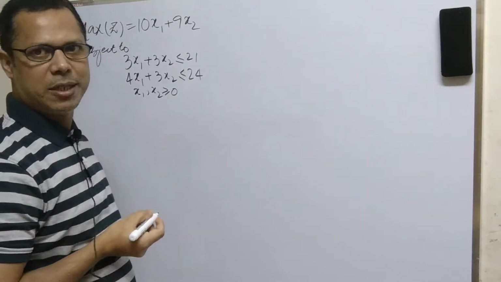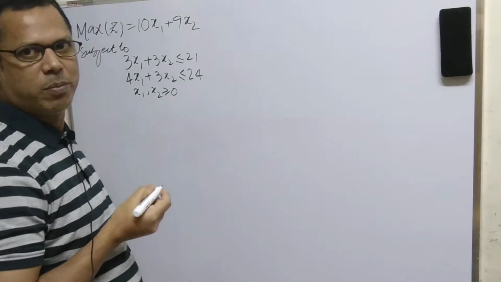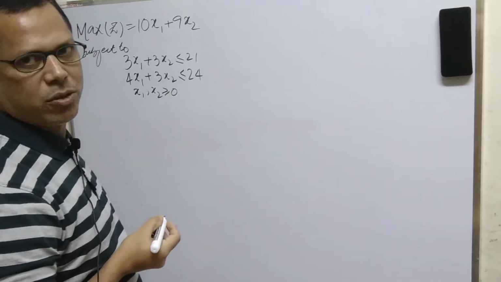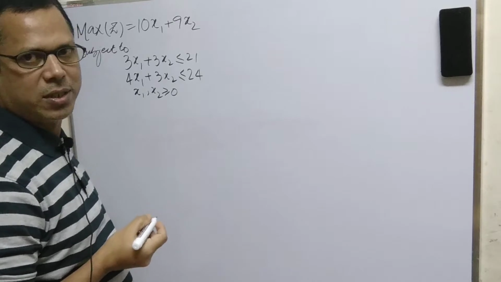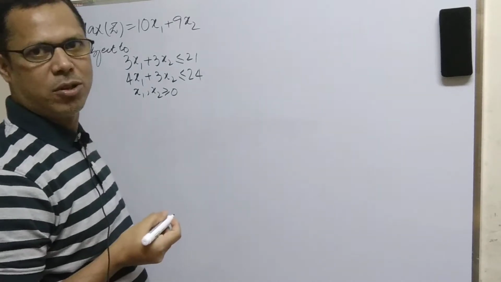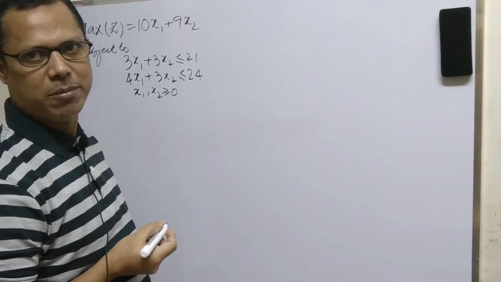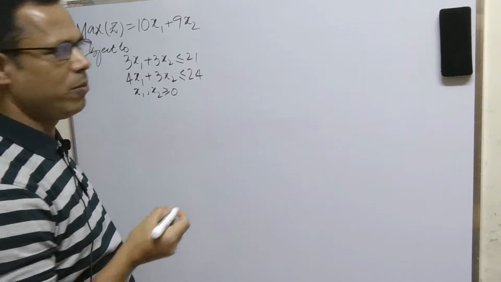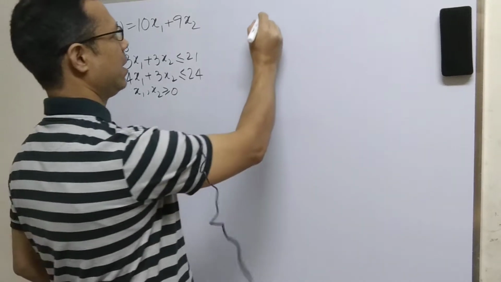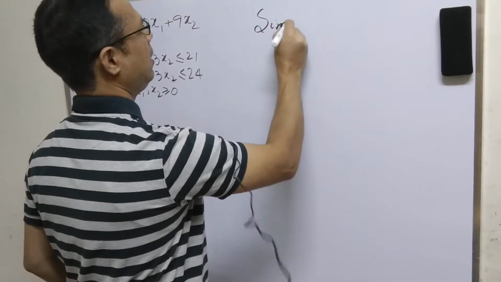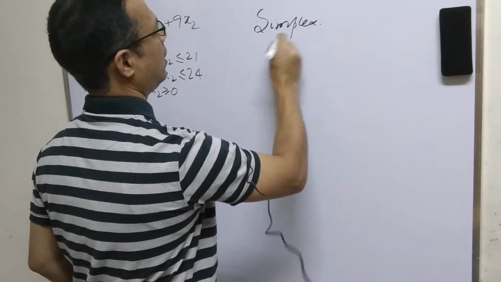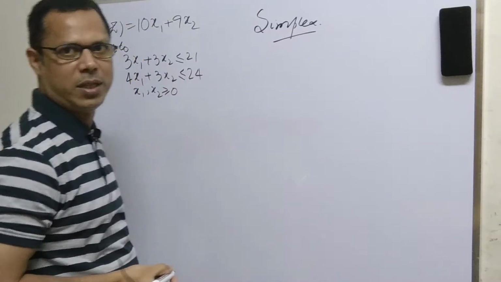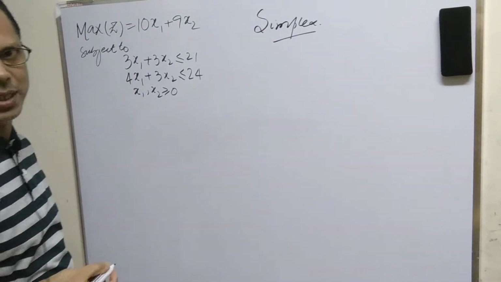Because this method needs more practice. If you practice over some number of questions, then it is very simple. If you do not practice, then it will become complex. So if you combine simple and complex, you will find the simplex. It depends on you, whether you are going to make it simple or complex.